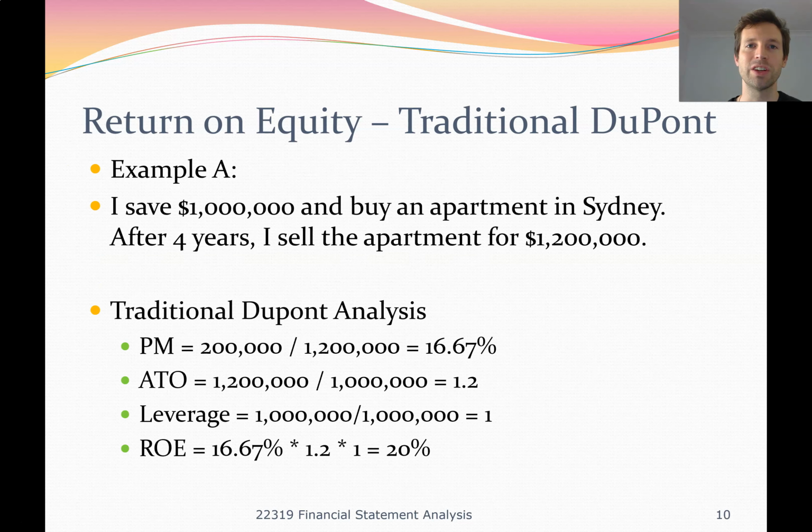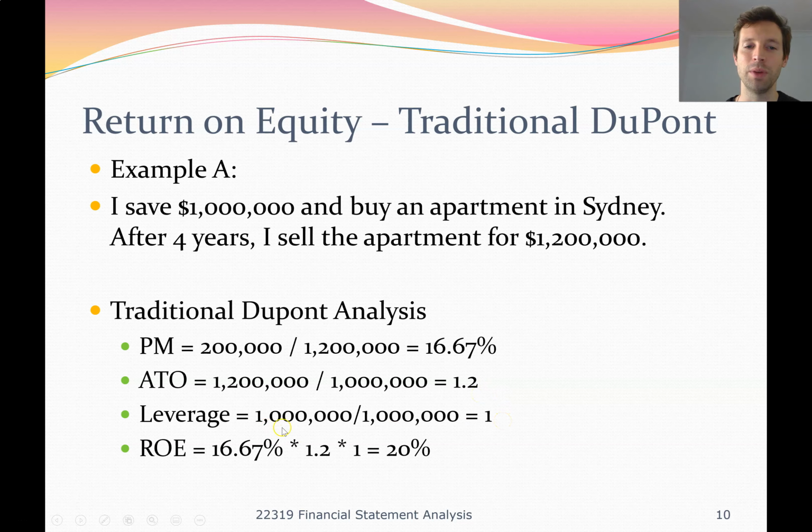Let's do an example to illustrate the DuPont analysis. Using that same example of buying an apartment in Sydney where we generated a 20% return on equity by saving up $1 million and selling the apartment for $1.2 million 4 years later, we can now look at how the profit margin, the turnover, and the leverage built together that 20% return on equity. The profit margin, my $200,000 profit, divided by my $1.2 million of sales revenue, was 16.67%. My asset turnover ratio was the $1.2 million in sales revenue divided by my $1 million asset base, gives me an ATO of 1.2.